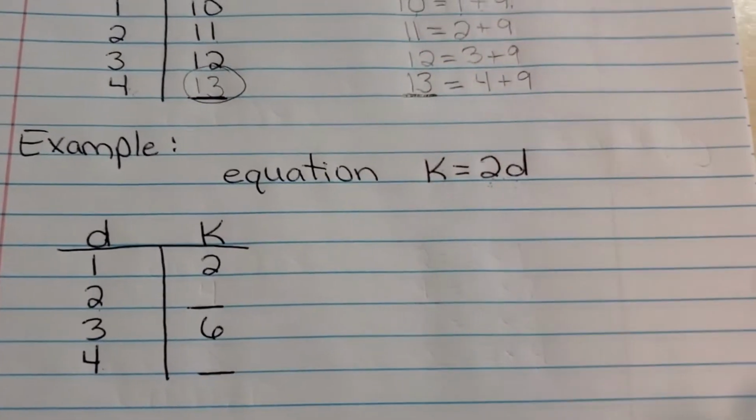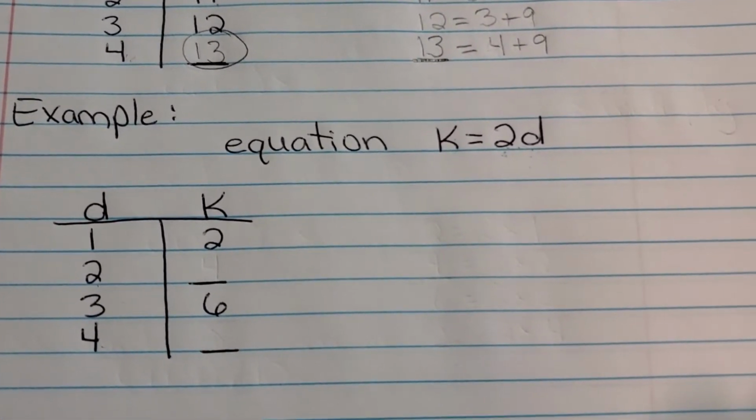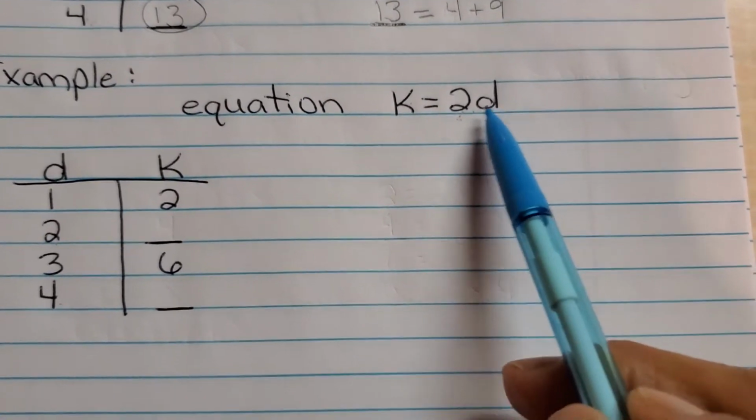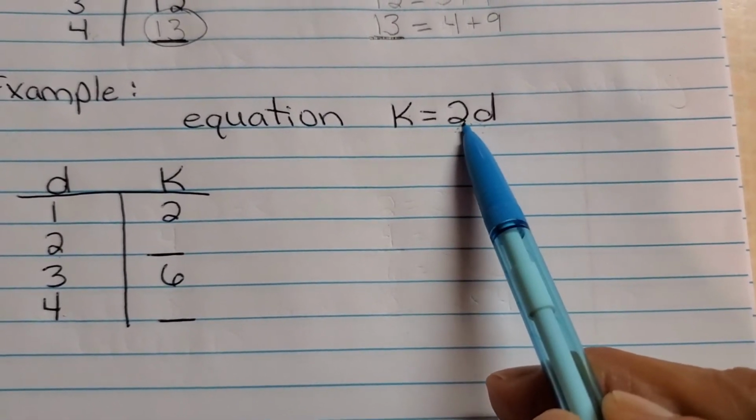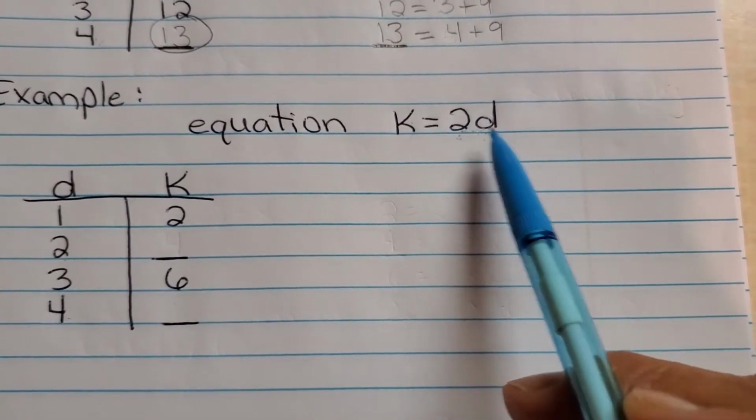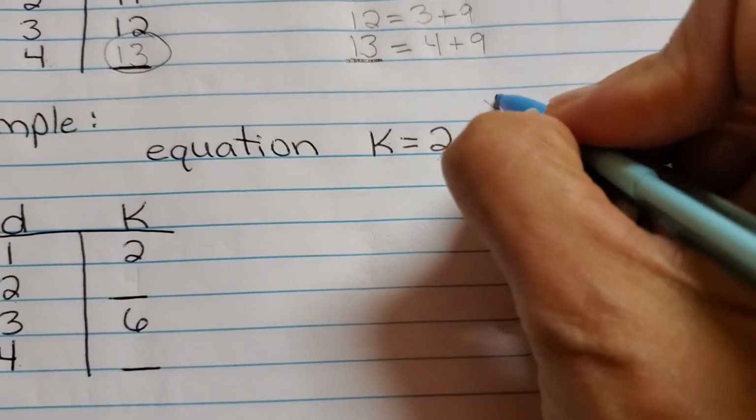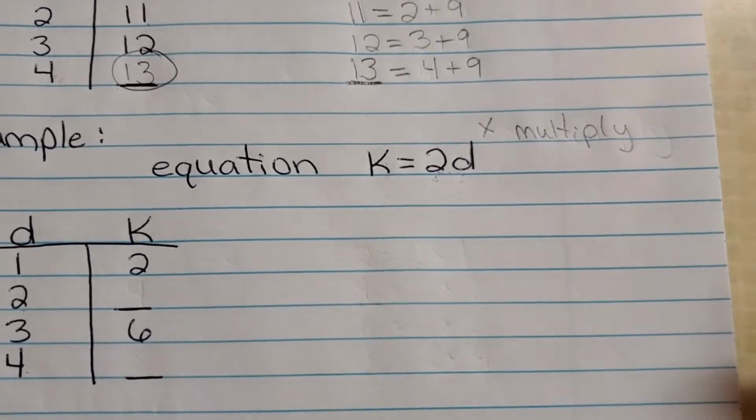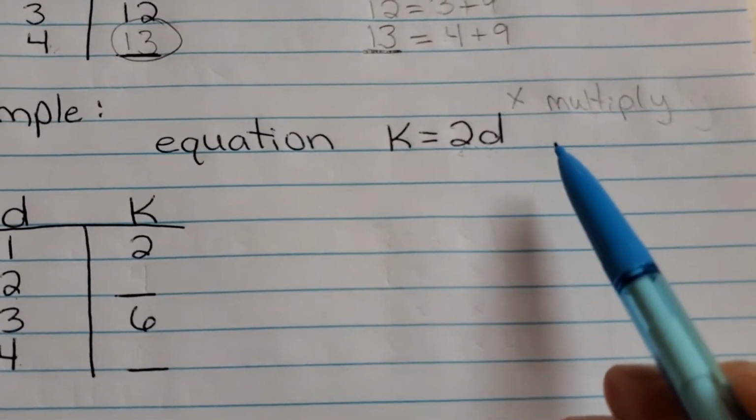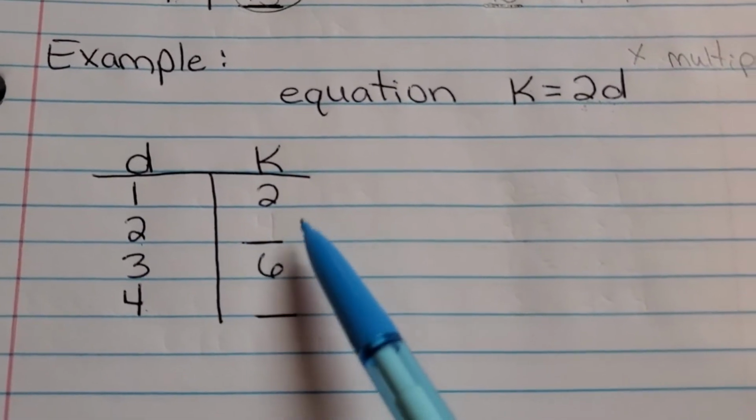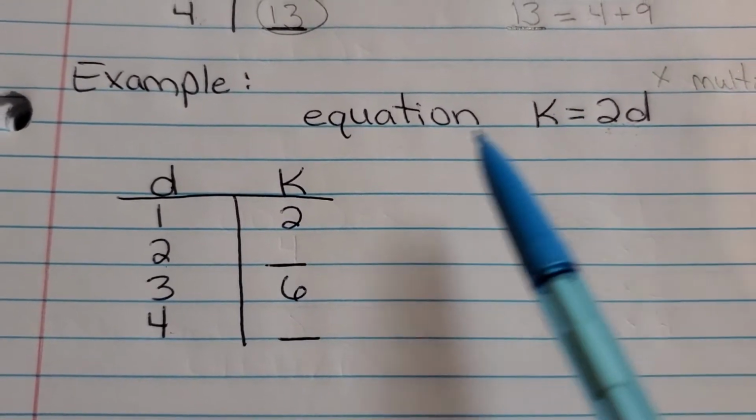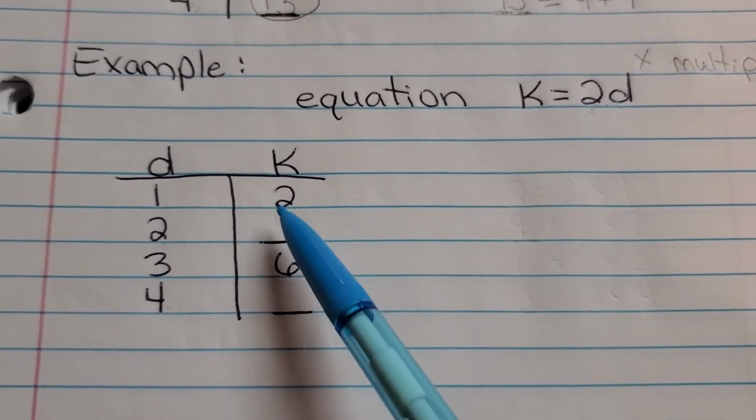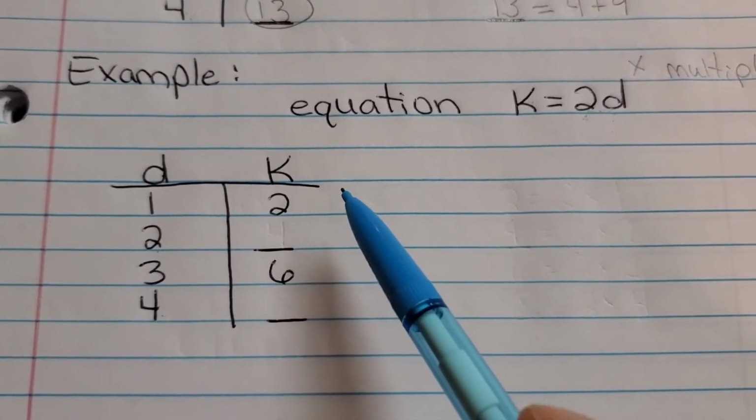All right, let's take a look at our second equation. This one deals with multiplication. Our equation is K equals 2D. Anytime you see anything right next to each other with no symbol in the middle, that means to multiply. So let's work these problems out. Here you have two blanks. We have to find these. So we know D right here, and here is K. We're going to be finding K for a couple of them.